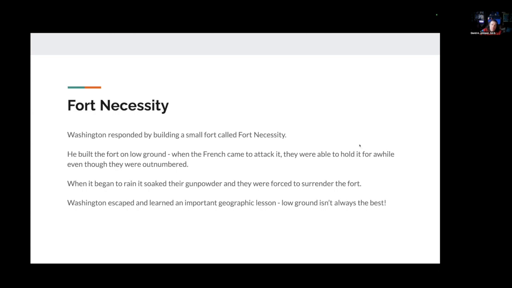So I just wove in there an important geographic lesson for you. The location of the fort, guys, is that a condition or a connection, or is it both? We'll talk later.